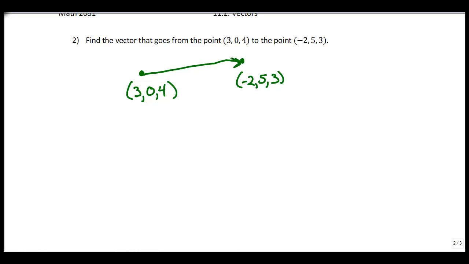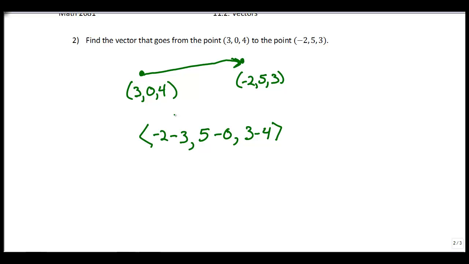So there's our vector. Now, to find that vector, we're going to take our end components minus the start components. So what we're going to get for our vector answer is we're going to take the x's: negative 2 minus, whoops, not comma, but minus the 3. So negative 2 minus 3. The y component is 5 minus 0. And our third component is 3 minus 4. So I just take end point minus start point, and I do that component-wise.